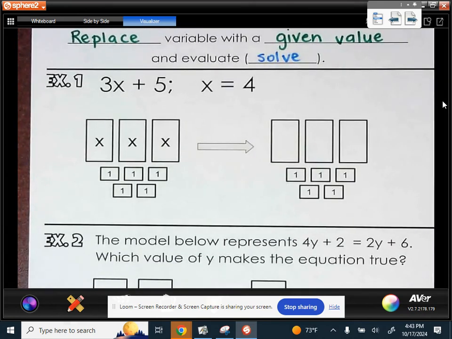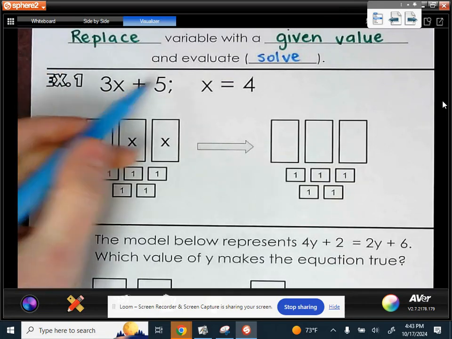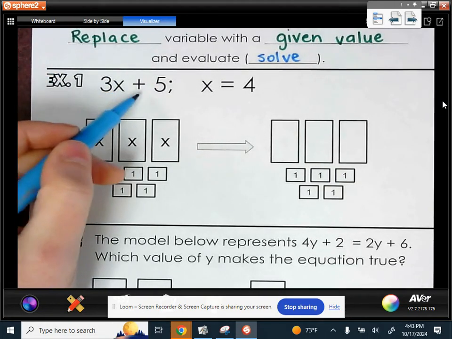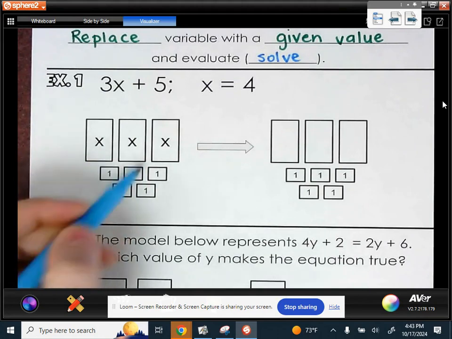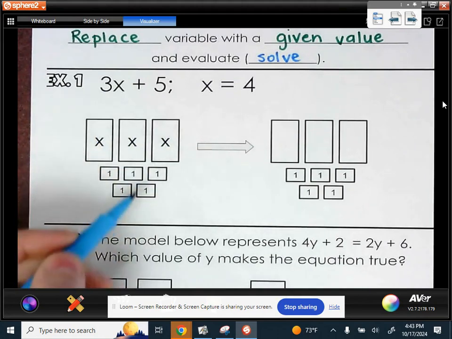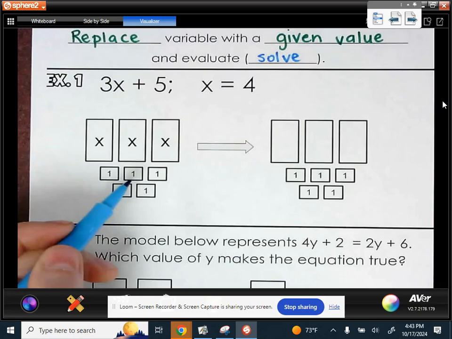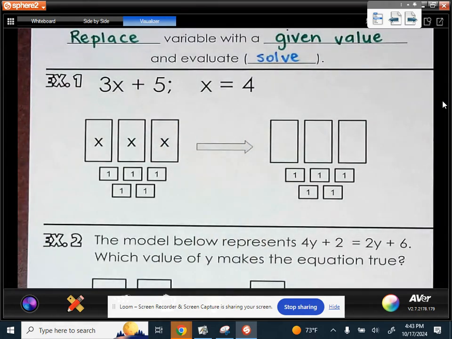Okay, let's look at example number 1. So 3x plus 5, which means 3 times x plus 5. Here we have a model. So we've got the 3 x's, and then we've got 5 ones that are being added to that. They're giving us a value here. They're saying x equals 4.